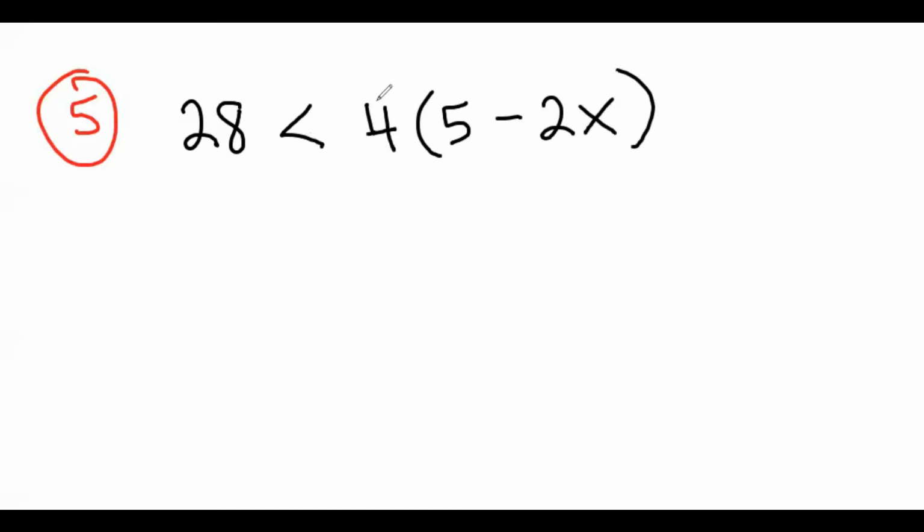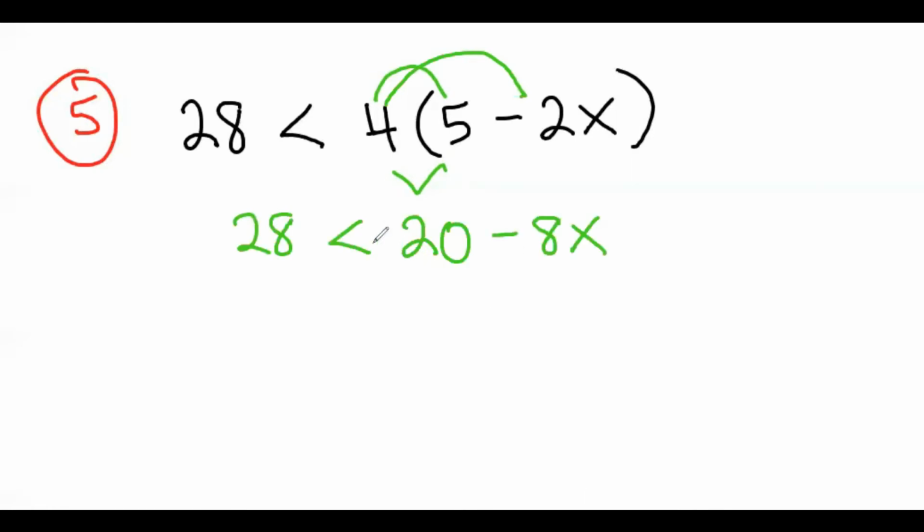So we have 4 times 5. 4 times negative 2x is what? Negative 8. What is 4 times negative 2x? Negative 8. Negative 8x. Thank you. And our like terms would be, out of these 3 terms here, what are the like terms?